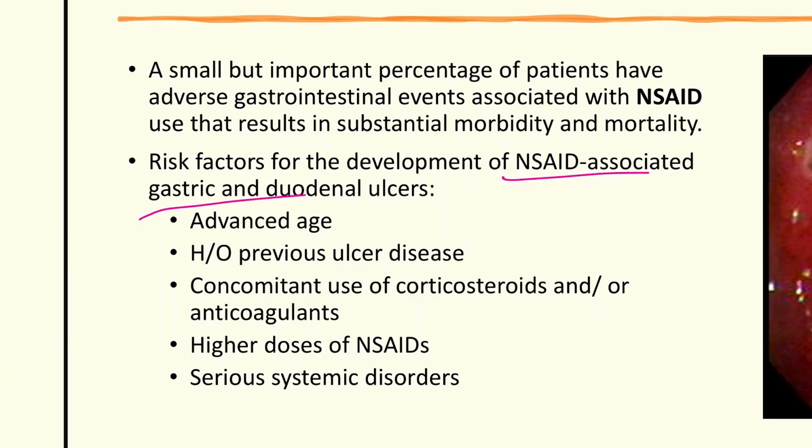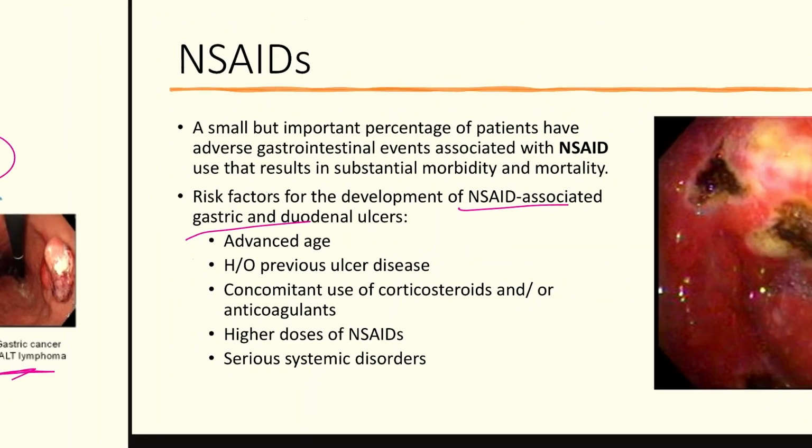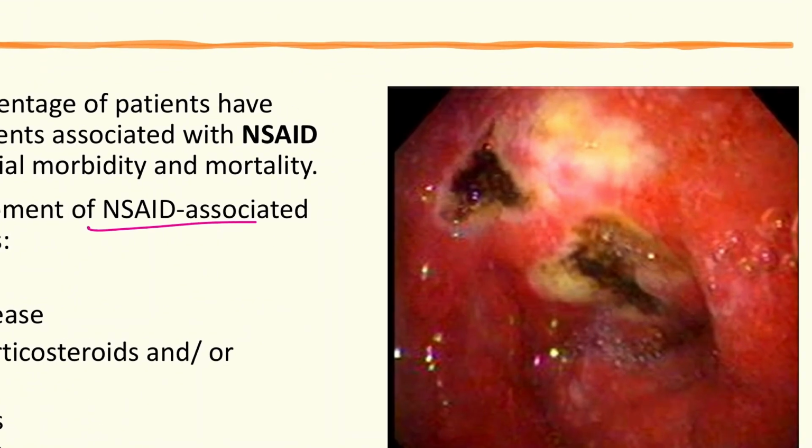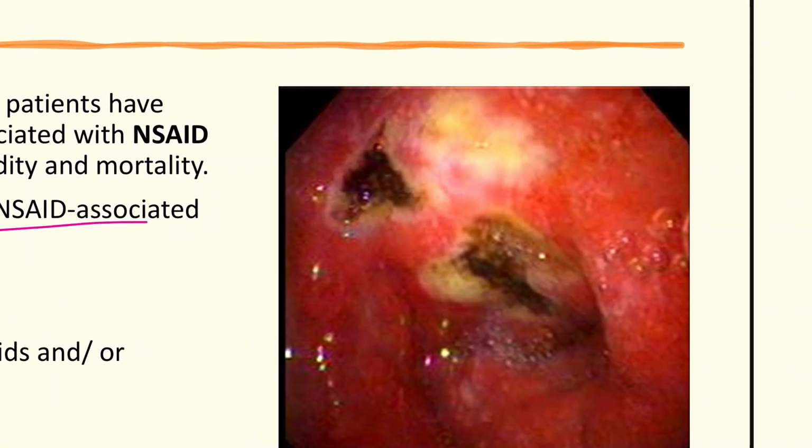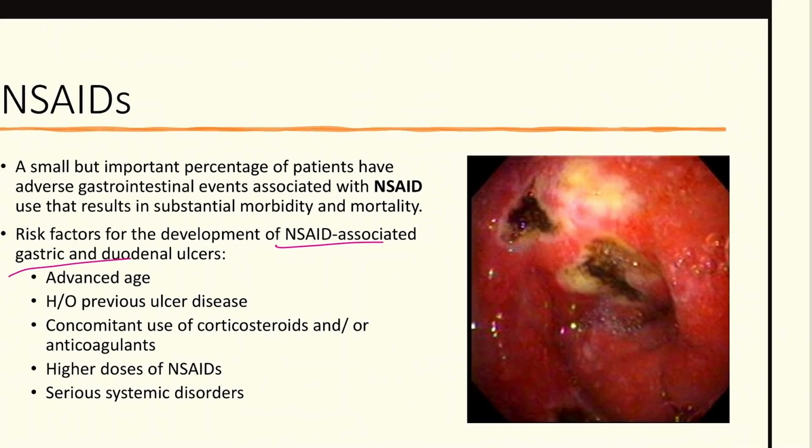History of previous ulcer disease, use of steroids or anticoagulants, high doses of NSAIDs, so there's a limit to how much you're able to take in a day, and any other systemic disorders can lead to these issues as well. So this is what happens to your stomach with chronic NSAID use in the ulceration formation. Again, NSAIDs is going to reduce the protective barrier, your defense mechanisms.